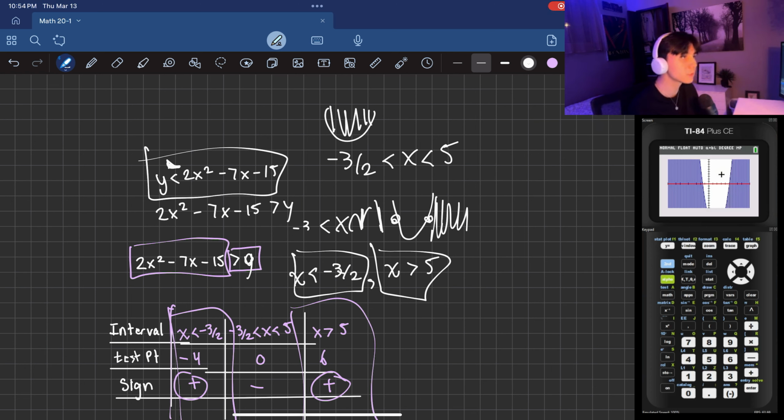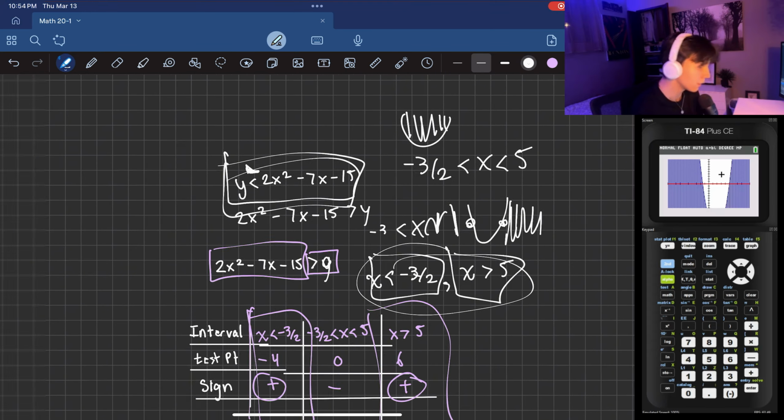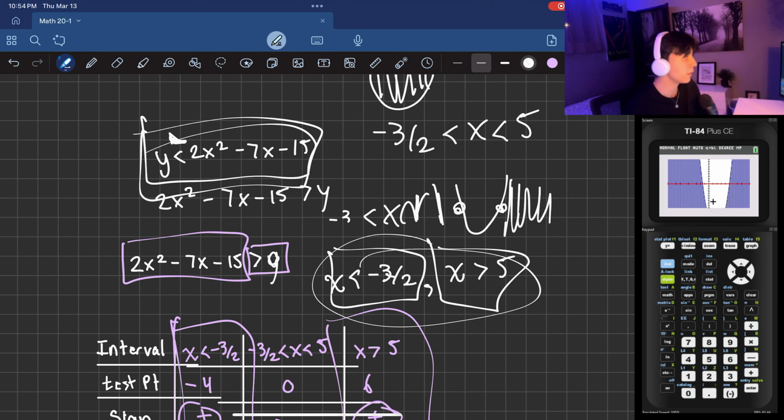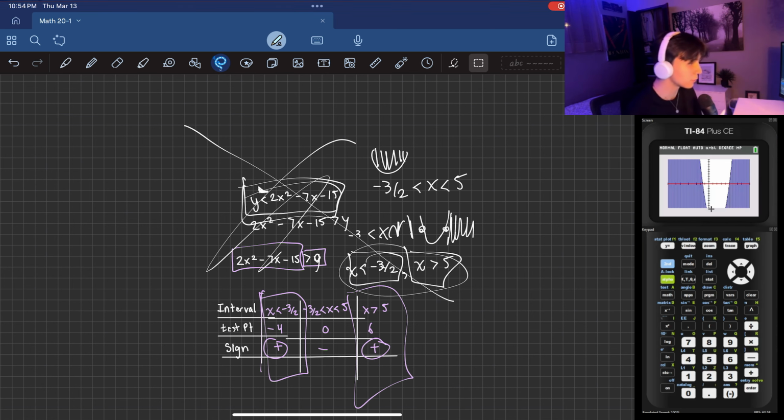So you're just verifying that when you graph this, it makes sense and it lines up with how your answer looks. So again, since we have any point that is shaded beyond -3 over 2, that's our answer. And since we have beyond 5 shaded, that is going to be our answer. So we have done this correctly and successfully. And that's how you double check using your calculator.